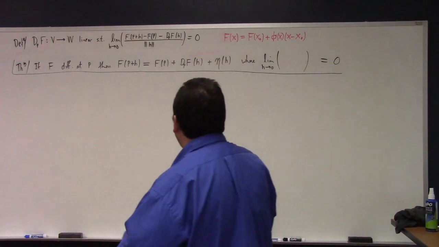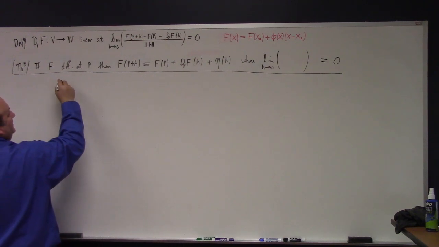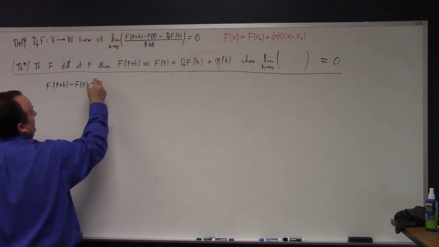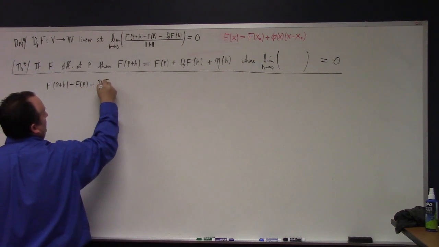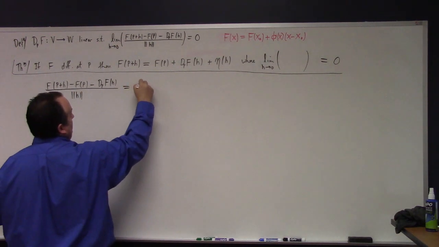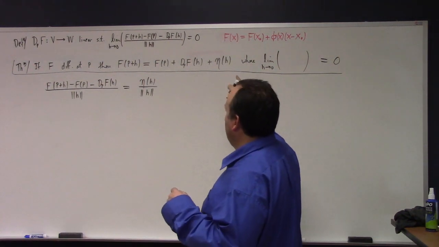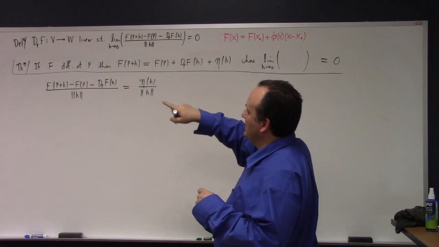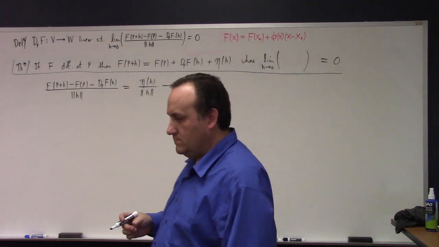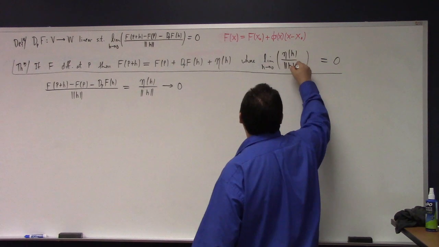So, look, if you solve my defining equation for eta, what you have is that f of p plus h minus f of p minus d_p f of h, all divided by norm h, is equal to eta of h over norm h by construction, if we have that equation. And so by the assumption of differentiability, that quotient does what? It goes to 0. So that's probably the condition we want on eta. If we write this here, then it's true by the calculation below, right?